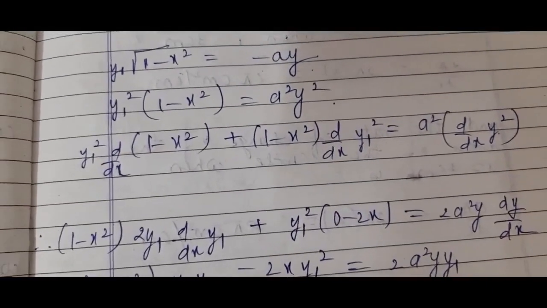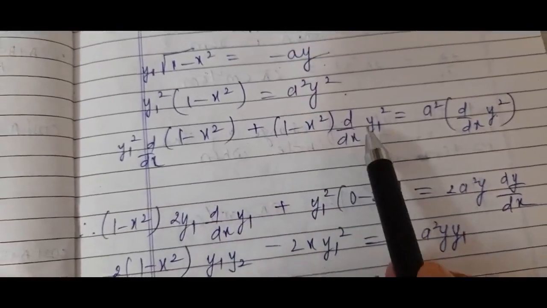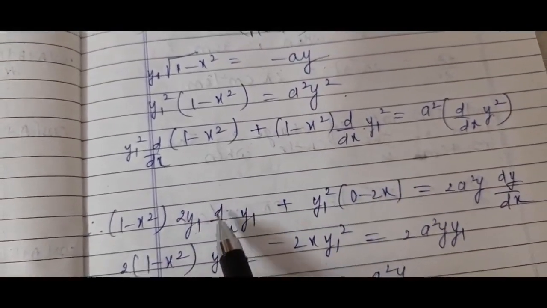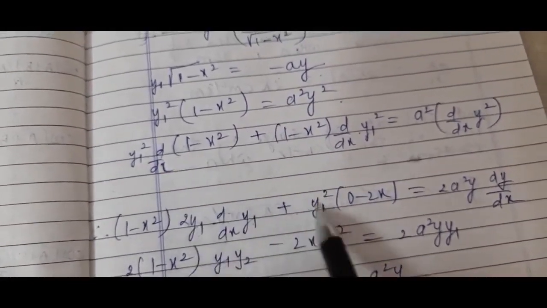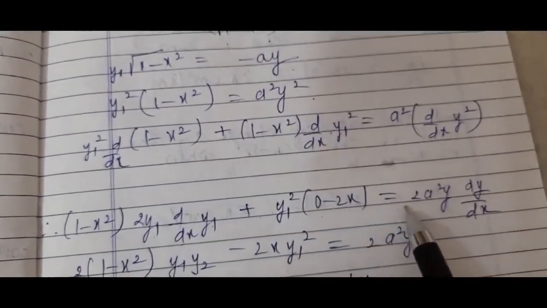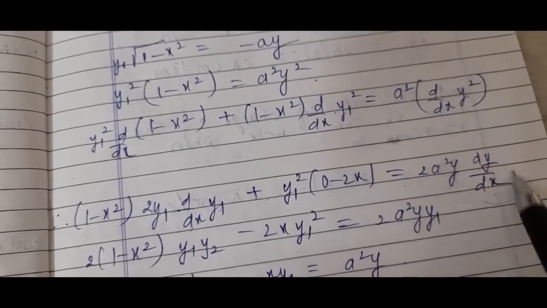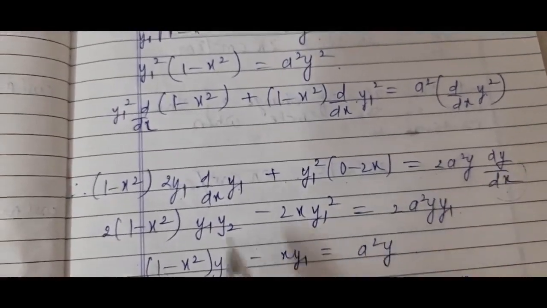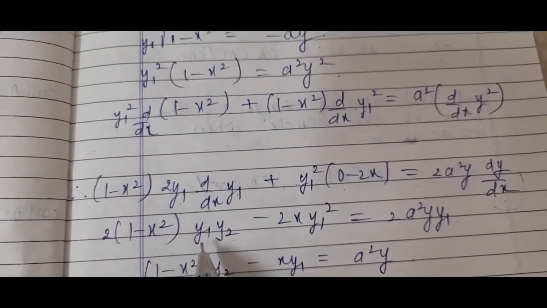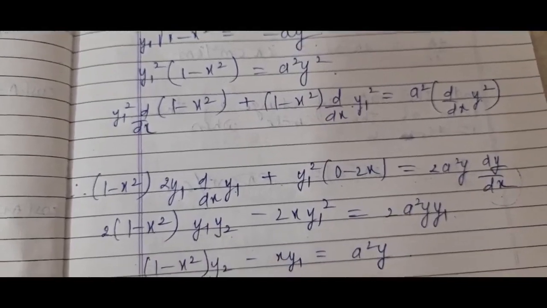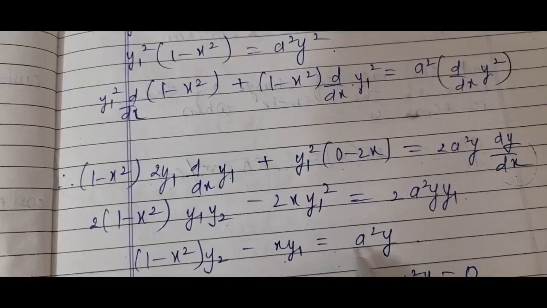So we get (1 minus x square) into the differentiation of this term, 2 y1 d by dx of y1, plus y1 square as it is into the differentiation of 1 minus x square, that is minus 2x, equal to 2 a square y dy by dx. Now in place of dy by dx we'll write y1, and differentiation of this y1 is y2. Now we will take 2 y1 common and we get (1 minus x square) y2 minus x y1 equal to a square y.